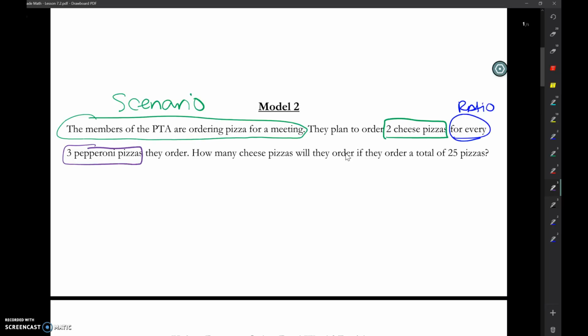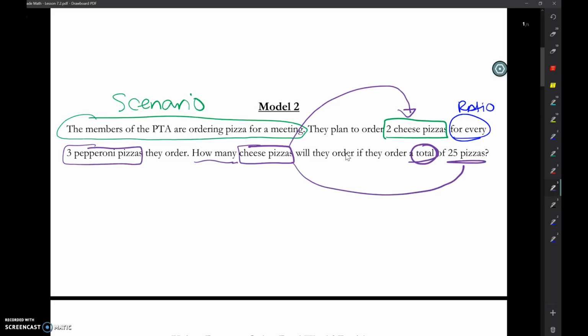So they're going to order 2 cheese pizzas for every 3 pepperoni pizzas. How many cheese pizzas, so we want cheese goes with cheese, will they order if they order a total, that's a key word, of 25 pizzas? So now we know, I'm going to set up this proportion, or this ratio here. We don't know how many cheese pizzas they're going to order.